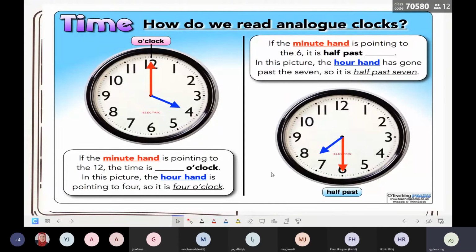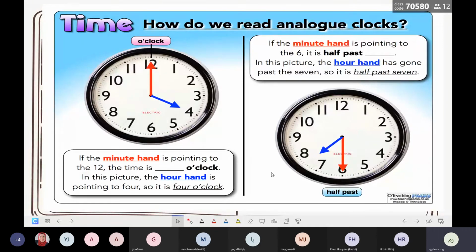I move to the second picture. If the minute hand is pointing to the 6, it's half past, and we will see the answer. So, take a look at the second picture. The minute hand, what is the color of the minute hand here? Of course, it's the red color, okay? If it is pointed to the number 6, it means 30 minutes. In English, we say half past, and I give the hour. For example, here it is 7:30. I repeat, it is 7:30.